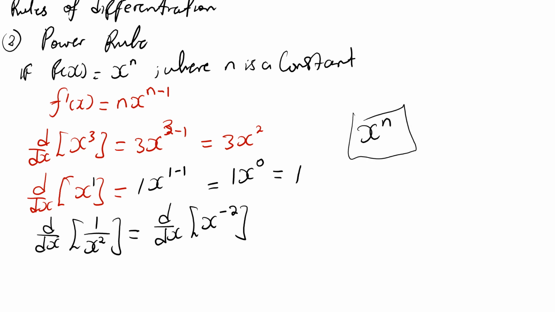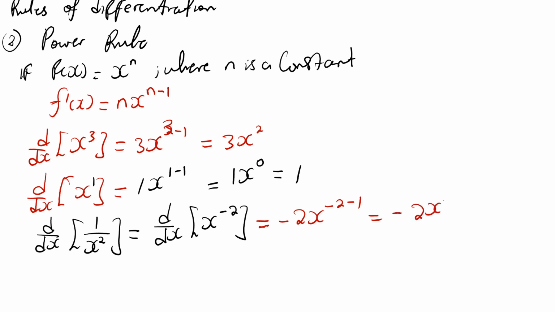And then we must make sure that the exponent is a constant. So now we can apply our power rule. It means we'll drop our exponent, which is negative 2x, and to the exponent we subtract 1. That will give us minus 2x to the exponent of 3, which is the same as minus 2 over x cubed if we write it with a positive exponent.